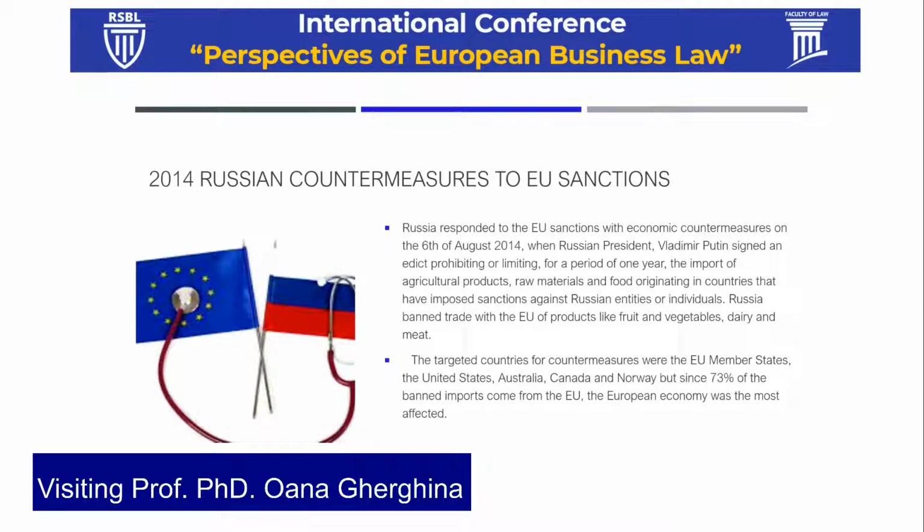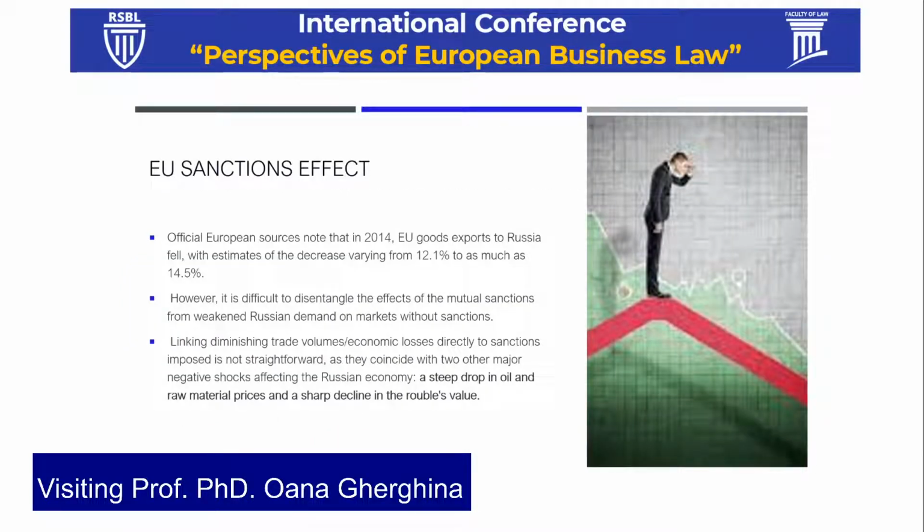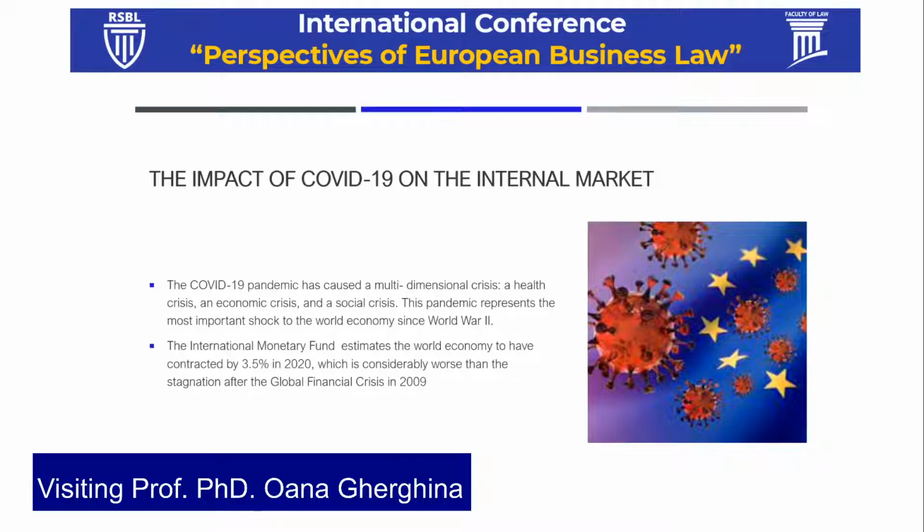As I mentioned before, the European Union economy was not in the best situation when impacted by the war. That means the COVID-19 pandemic has caused a multidimensional crisis, as we all know, like the health crisis, the economic crisis, and the social crisis, which I think is the most important shock that ever happened to the world economy after World War II. Actually, the Monetary Fund estimates that the world economy had contracted by 3.5% in 2020, which I think is worse than the stagnation after the global financial crisis in 2009. So actually, the war didn't come on smooth territory. It came with an impact over an already fragile situation after the COVID-19 pandemic.